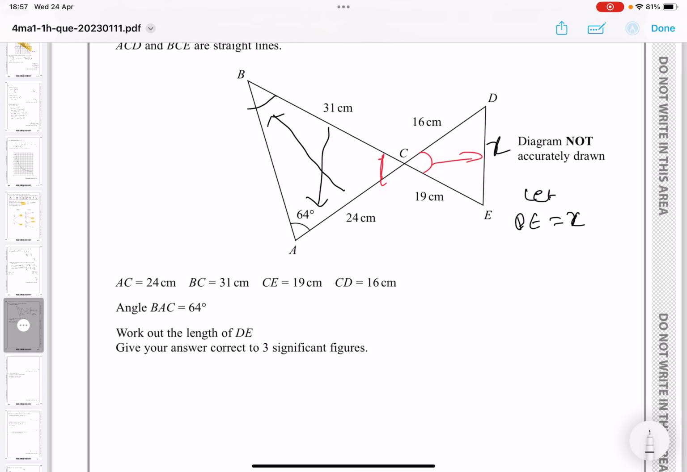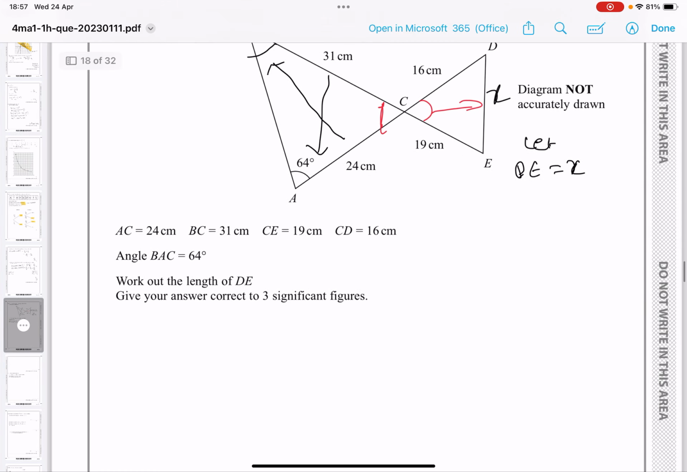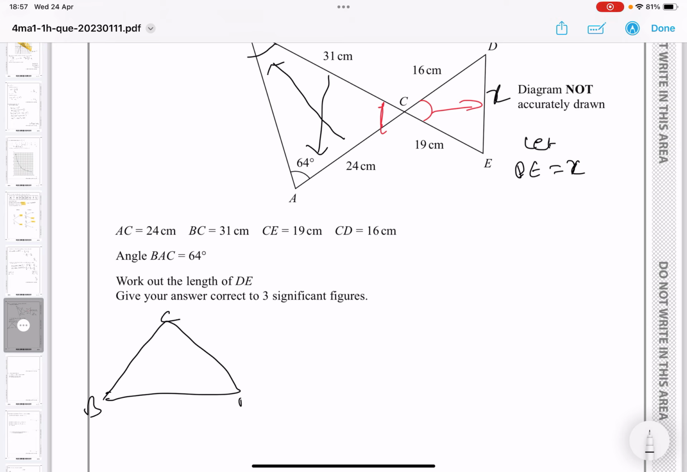Let's start by using the sine rule, sorry, not cosine, sine rule, and working out angle ABC. It's easier to draw the triangle because it's so much easier to visualize it. So let me draw the triangle for you guys. That's CBA, the angle we want to work out. I'm going to label that theta. That's 64, BC is 31, and AC is 24.